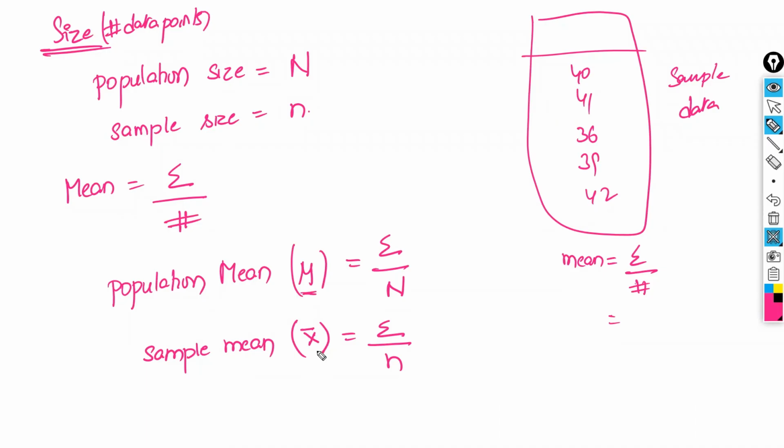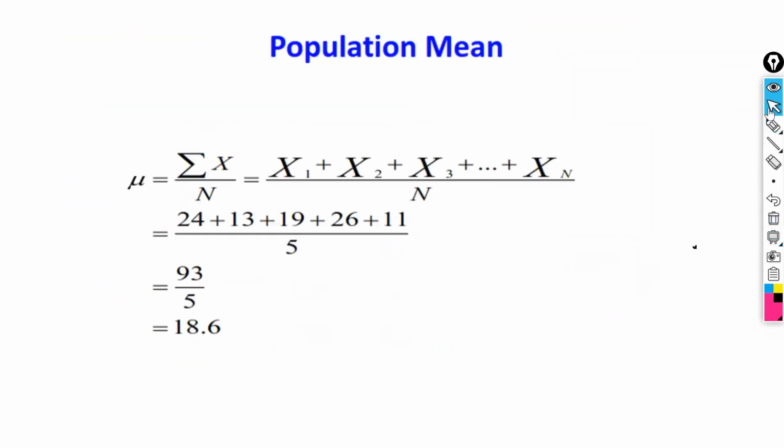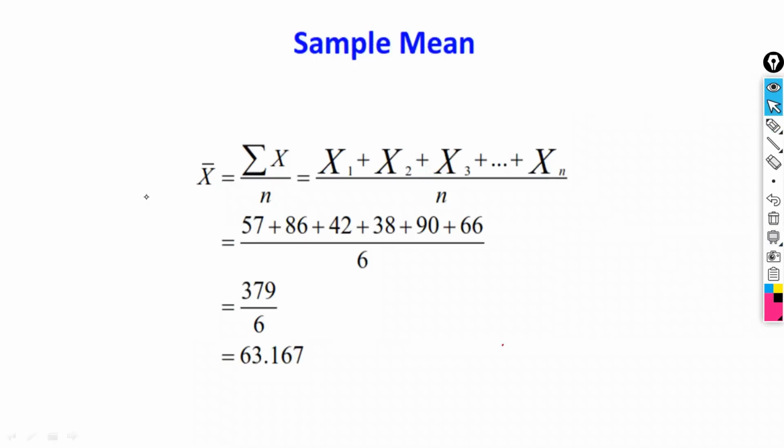Now you will immediately ask the question, sir, for the median, how are we going to represent it? For median, there is no symbol. For median and mode, no symbols are there. Only for mean is a symbol available. Whether population median or sample median, you have to use the word median only. There is no universal symbol. You have to create your own symbol if you are interested. So mu is for population mean and x bar is for sample mean.